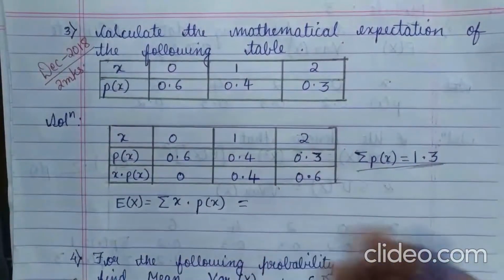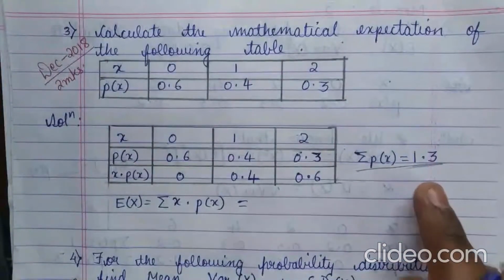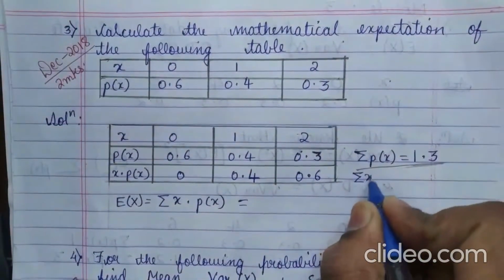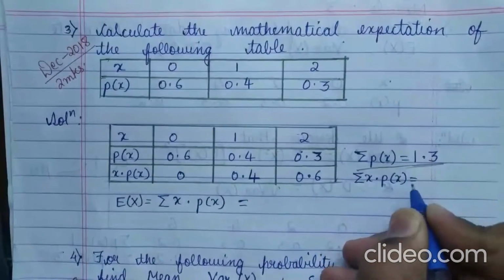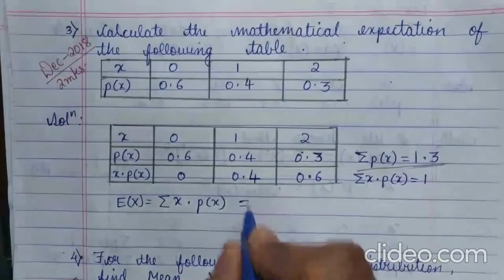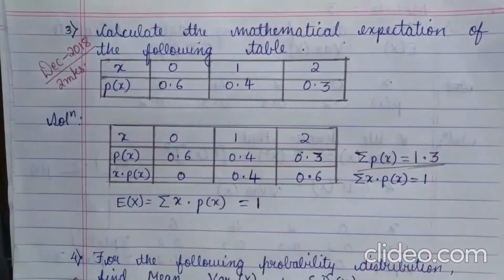Even though the question is wrong, we are continuing with the steps. Never leave it in between. Try to complete it as much as possible. At least write the formula if you know it, so they will know that you have attempted the question. Now the summation of x into p of x is the total of this, which is equal to 1. You can use your calculators. So the expected value is equal to 1. That is it, 2 marks for this. E of x is equal to 1. That is your mathematical expectation. Simple problem, a 2 marks question. This kind of question will be asked in your examination.